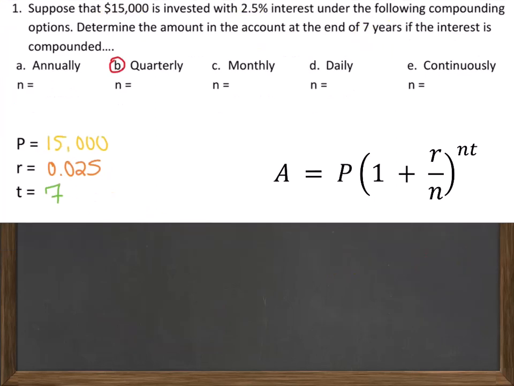All right, let's do the next one. Again, everything is exactly the same except for the compounding period, right? So we have quarterly, so that means 4 times a year, so n is equal to 4. So we're still going to have our principal, which is 15,000, times the quantity 1 plus R, 0.025, divided by 4, because n is 4, raised to the 4 times 7 power.